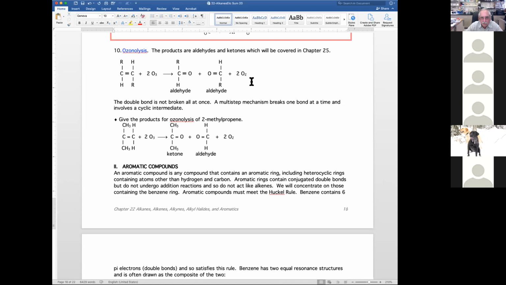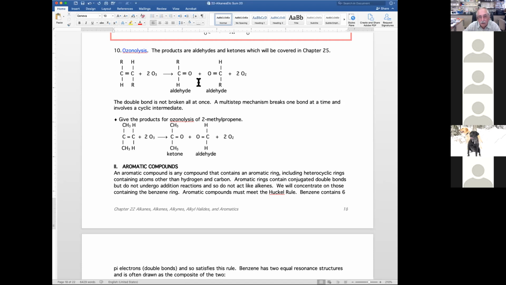And please don't believe that you're going to take a double bond and break 2 bonds at the same time. It's not going to happen. So there's a multi-step mechanism where 1 bond is broken at a time. You form these cyclic intermediates and all that kind of stuff. But all we need to know is that you can take an unsaturated bond and oxidize it.